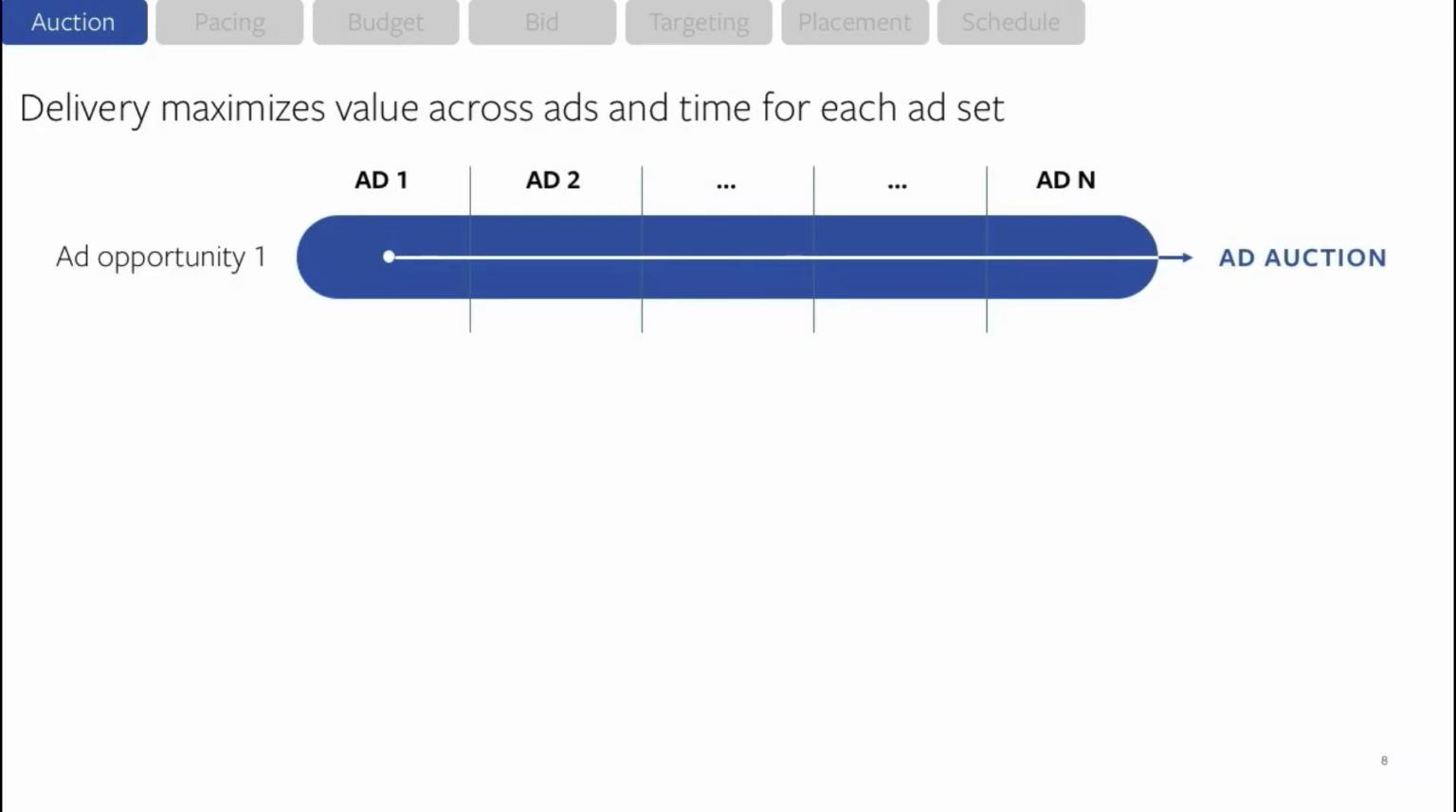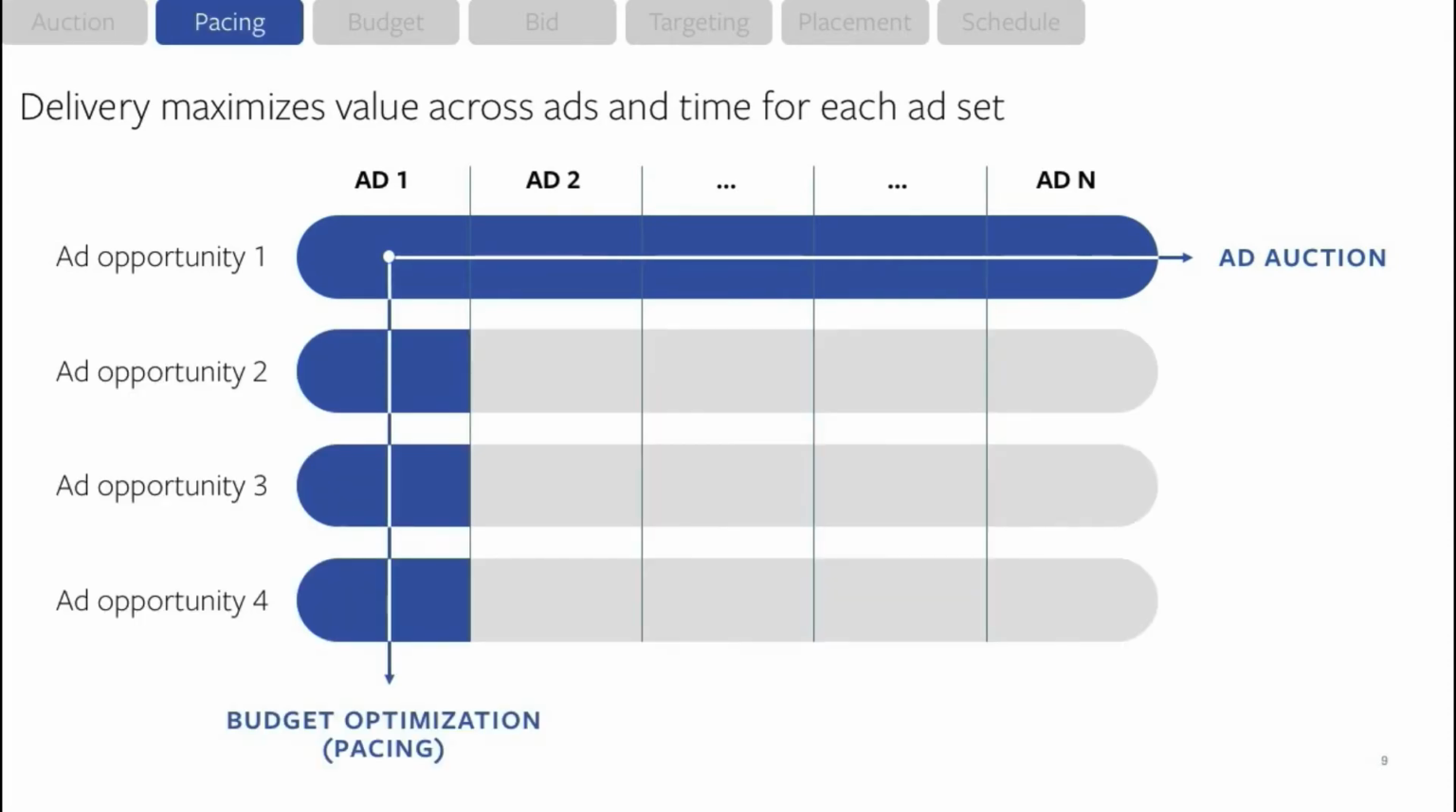We've talked about how the auction system is built to maximize advertiser and consumer value with every ad we show. That's one axis along which our delivery system works to maximize value. We also aim to maximize advertiser value over the duration of your ad set. Over the lifetime of your campaign and over many, many ad opportunities, pacing finds the best opportunities to show an ad to people at the most effective price levels in order to maximize value for advertisers.